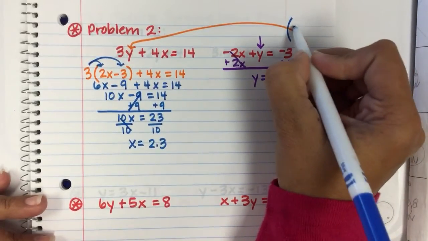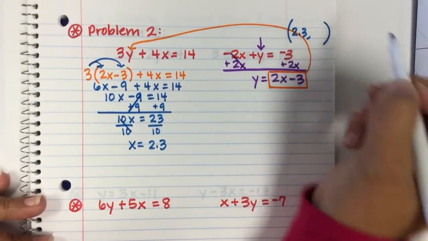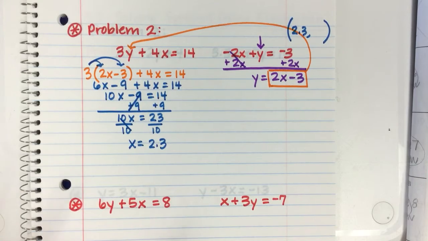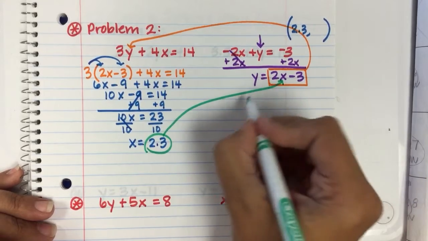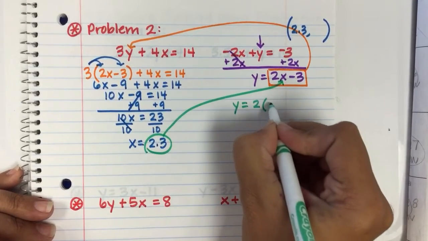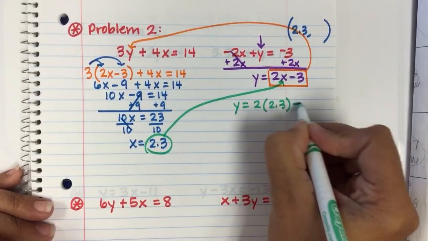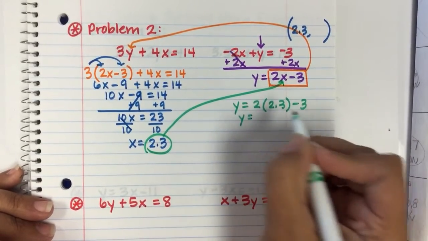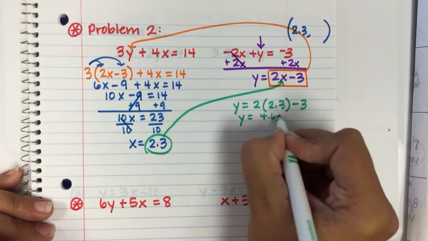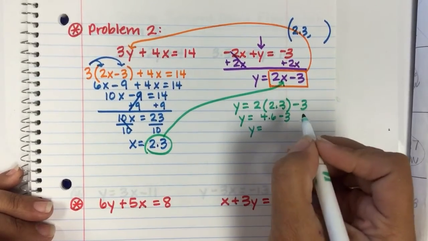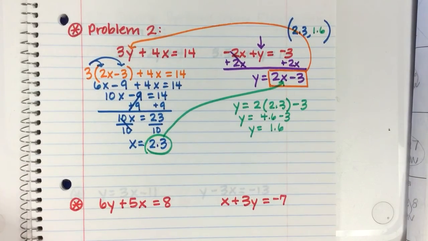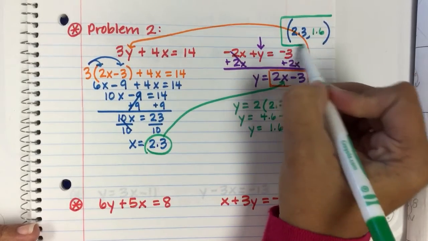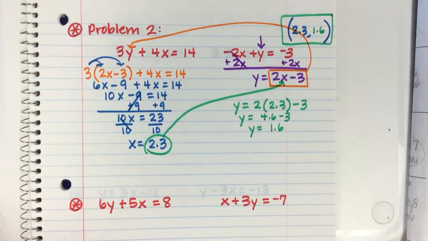So I know the x is 2.3. Now I've got to figure out what y is. So I'm going to put this back in this equation in the place of x. So y is equal to 2 times 2.3 minus 3. Y is equal to 4.6 minus 3. And y is equal to 1.6. So the answer here is 2.3, 1.6.